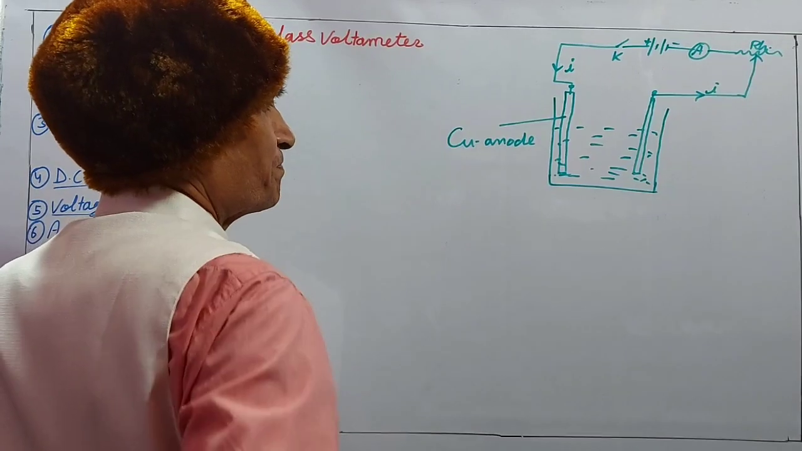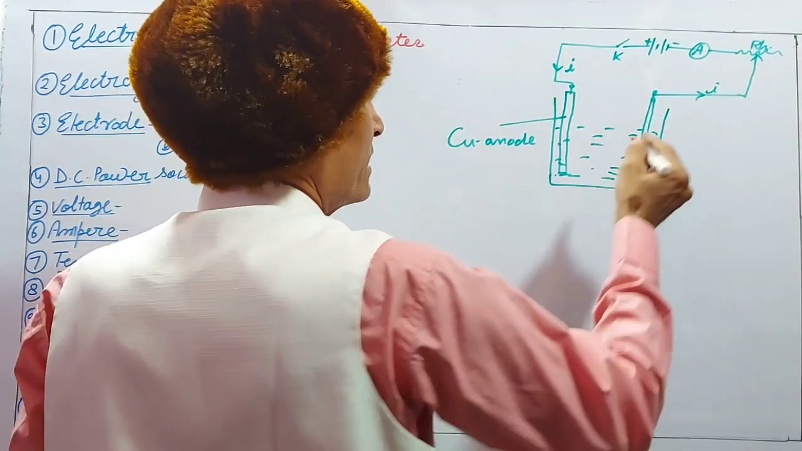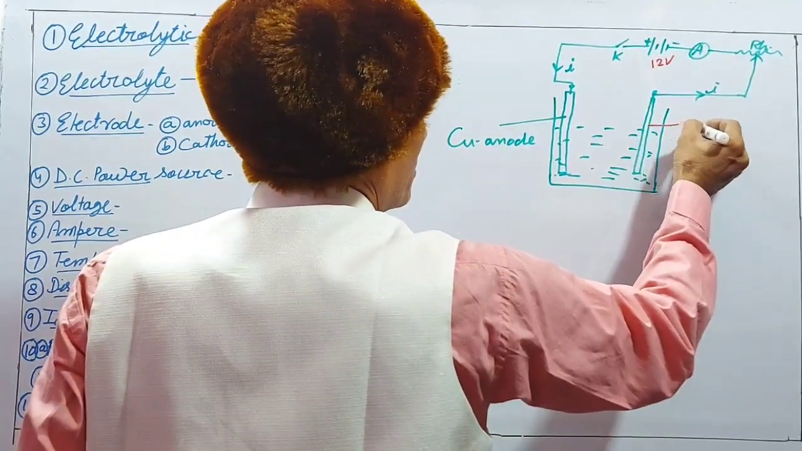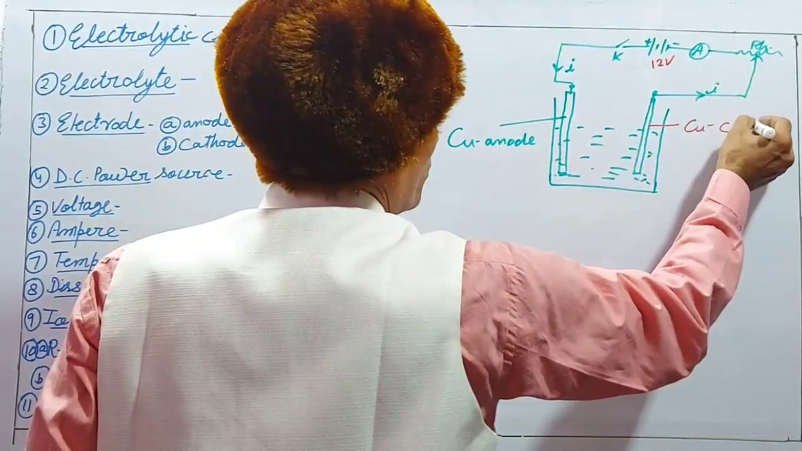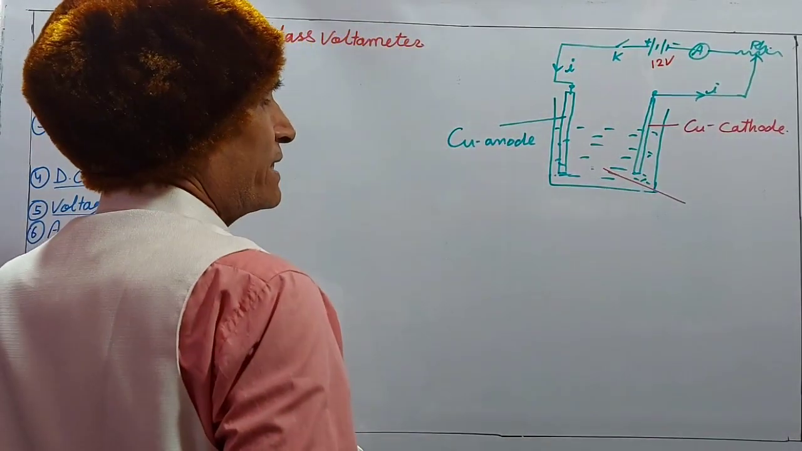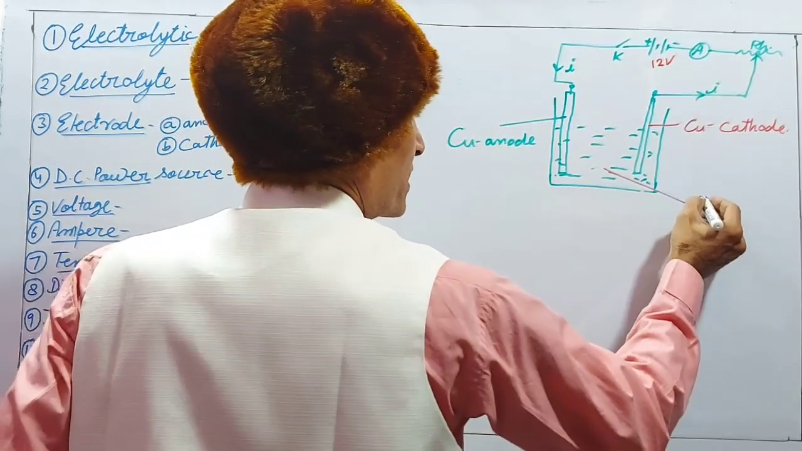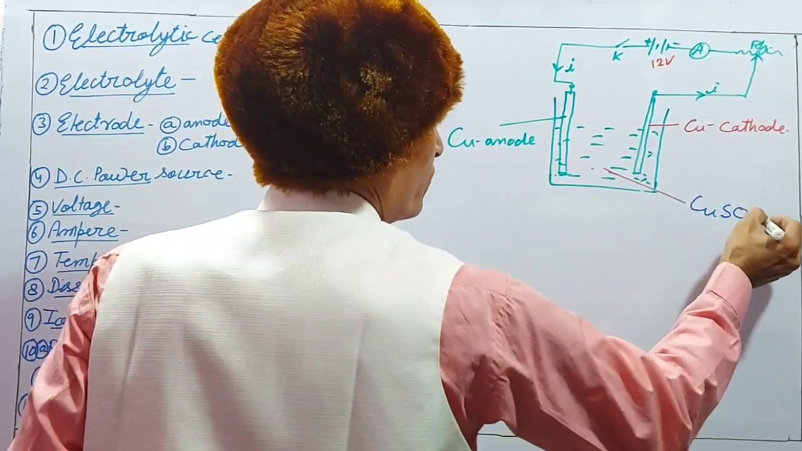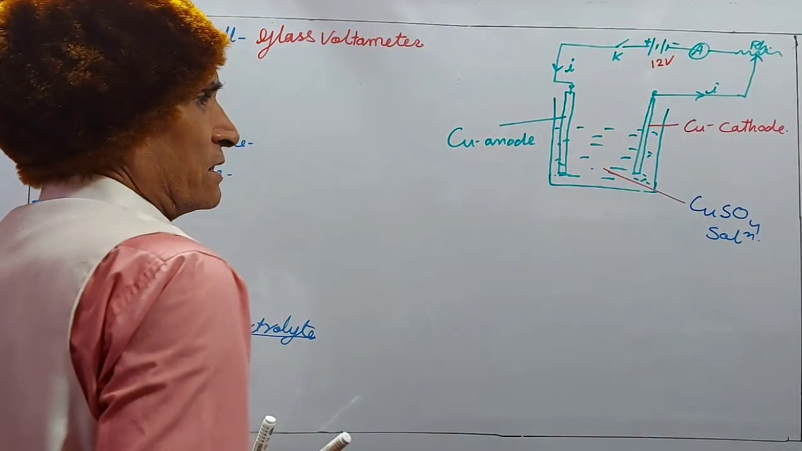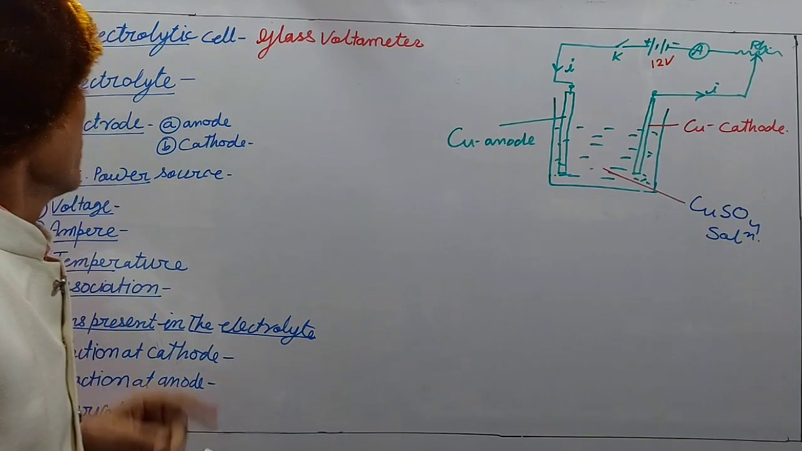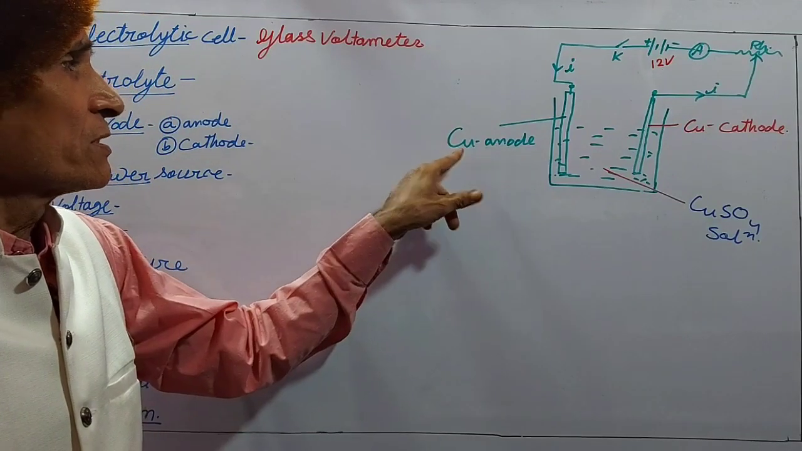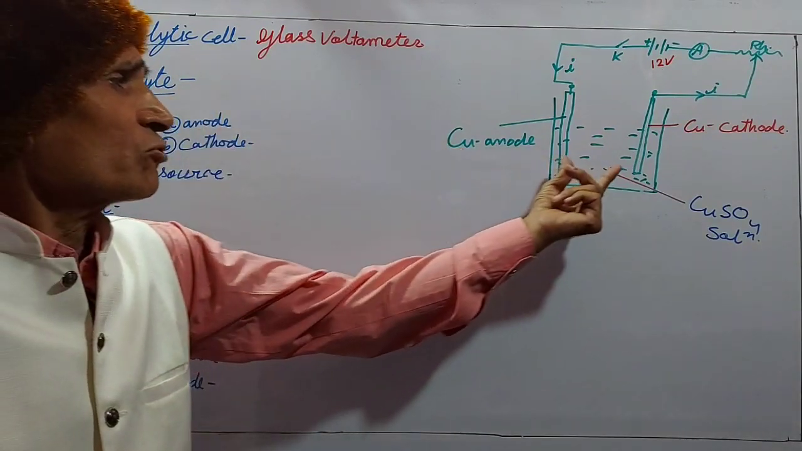Now here there is a 12-volt battery, and this is the copper cathode connected to the negative terminal of the battery, and this solution is an aqueous solution of copper sulfate. Now the electrolytic cell is a glass voltameter in which the electrolyte is, what is the electrolyte?